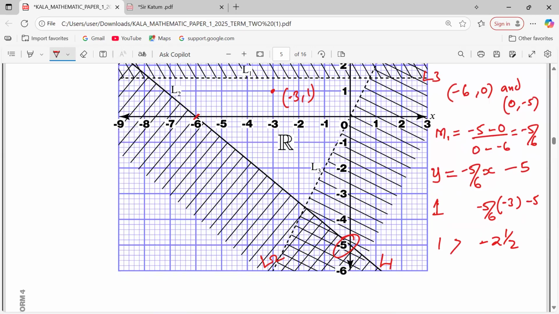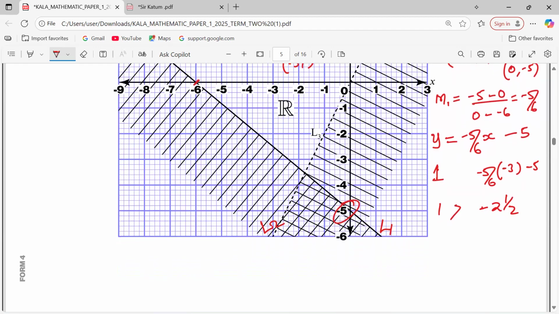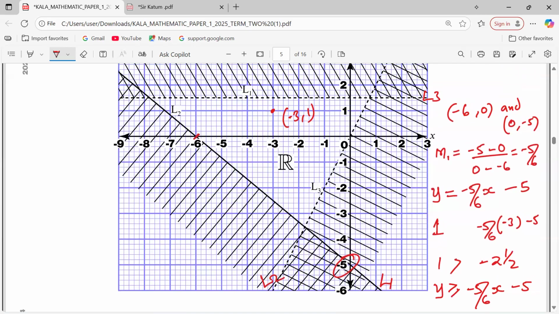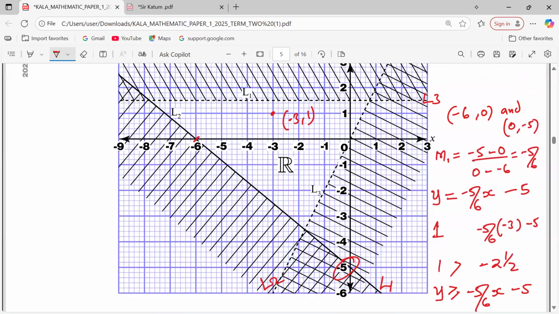1 is greater. And if it is so, then the inequality sign to fit in this particular equation shall be y greater than or equal to -5/6 x minus 5. Why are we having or equal to? Because the line is complete. Now when we proceed to L2, we shall not use or equal to because the line is dotted.